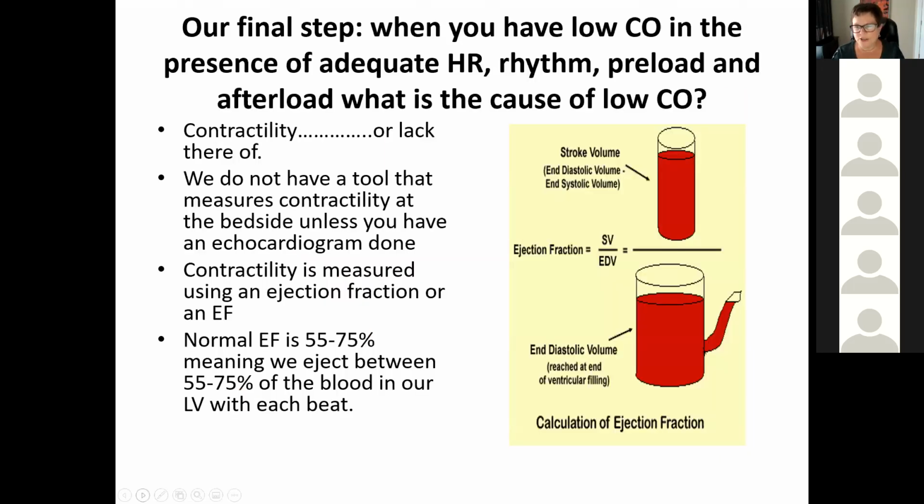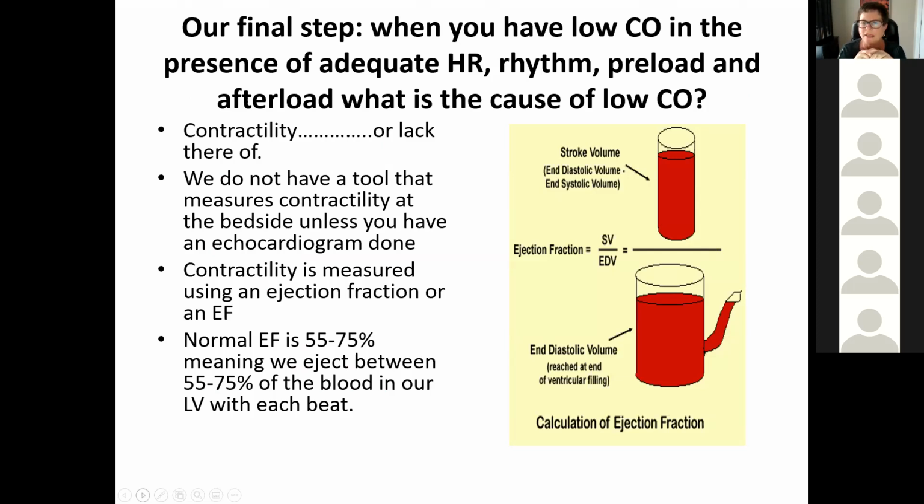So let's say I checked out Grampy. I looked at his heart rate and rhythm and said, oh, he's sinus tach, that's a symptom. I looked at his preload and I said, he's probably got too much volume, but he has a low afterload. So I don't want to give him a diuretic. And I start my vasopressor and I bring my blood pressure up.